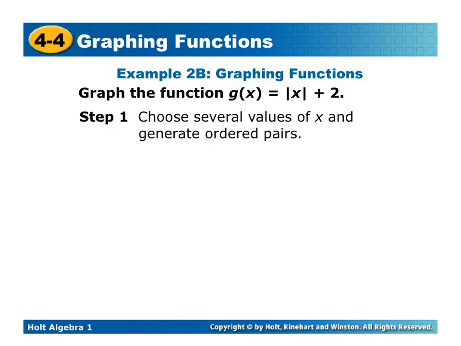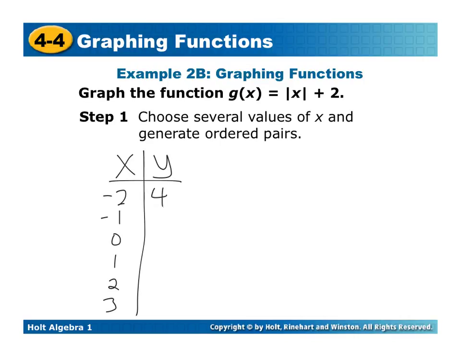So let's look at another example. Here g of x is equal to the absolute value of x plus 2. And we're just going to create a table and pick several values. So I'm going to use negative 2, negative 1, 0, 1, 2, and 3 again. Absolute value of negative 2 is 2, plus 2 is 4. Absolute value of negative 1 is 1, plus 2 is 3. Absolute value of 0 is 0, plus 2 is 2. Absolute value of 1 is 1, plus 2 is 3. Then 4, and then we'd have 3 plus 2 is 5.